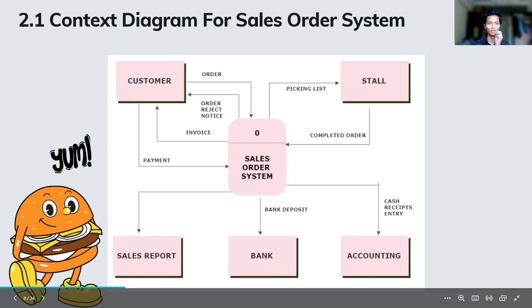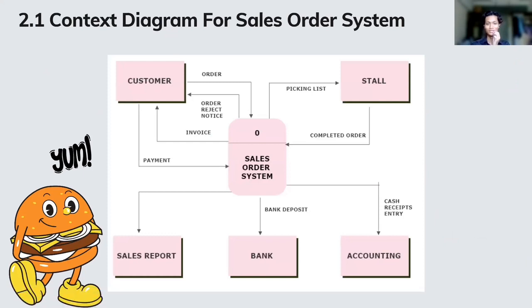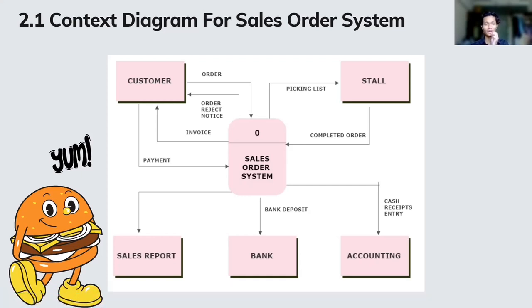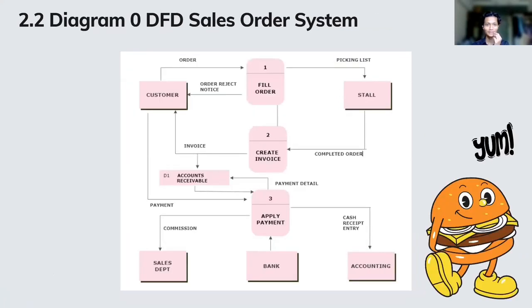So this is our context diagram for the sale order system. In the middle, we have a central process called sale order system, and it is surrounded by 5 entities, which are customer, store, accounting, bank, and sale report. So next is our diagram 0 DFD sale order system.